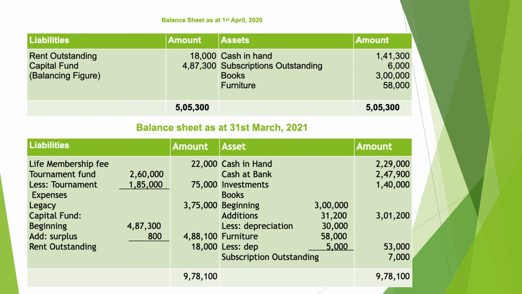The rest of the treatments we have already discussed regarding life membership fee, tournament fund, legacy, rent outstanding, closing cash and bank balance, investments, books. To the previous year's books, we will deduct the current year's purchases and depreciation, so the final books which are at the end of the current year are shown. Similarly, outstanding subscription of the current year is also recorded. And finally, we got the balance sheet total, which is equal, as you know, the liabilities and asset sides of the balance sheet should be equal. In the same way, you can solve further full-fledged questions, and in this way the other questions would be easily solved.